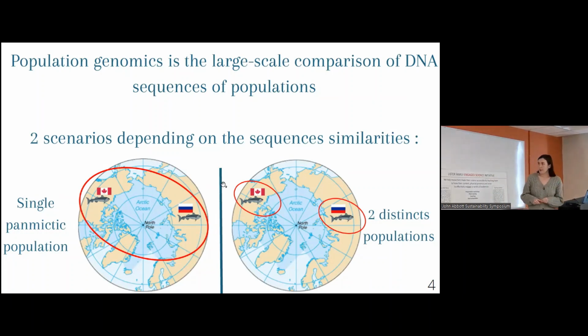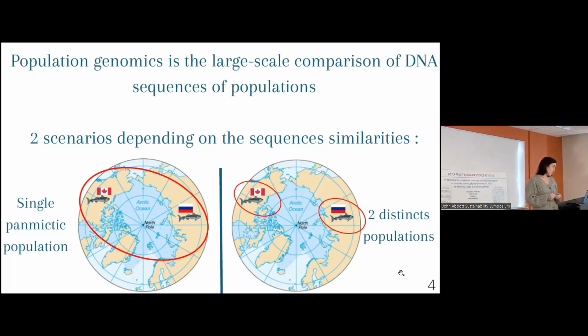So in the first case, we have a Canadian group of fish and a Russian group of fish. After comparing the DNA sequences, we conclude that they are very similar, so we have one big population. In ecology, we talk about a panmictic population. Whereas in the other case, after comparing the DNA sequences of the two groups, they are different, so we talk about two distinct populations.